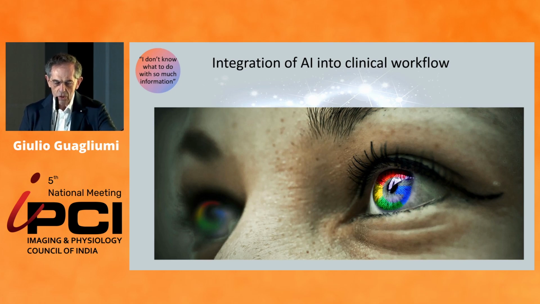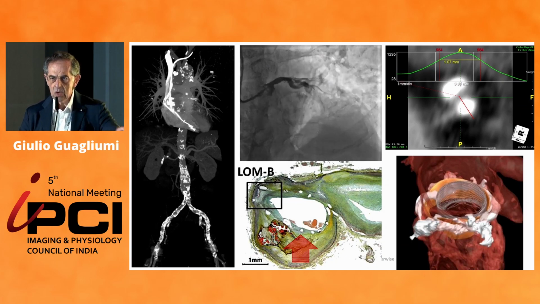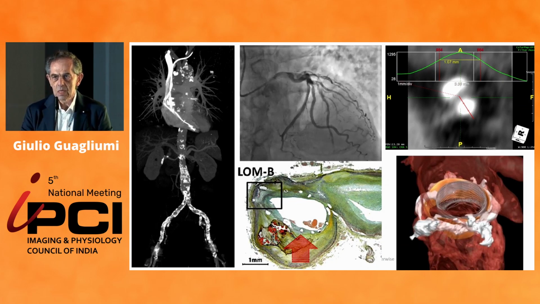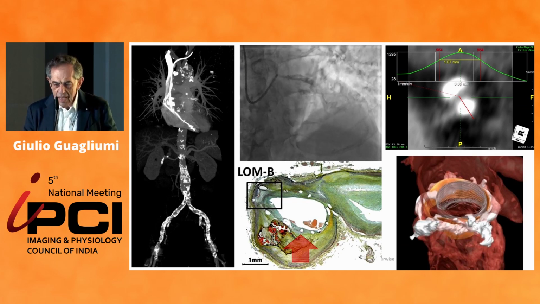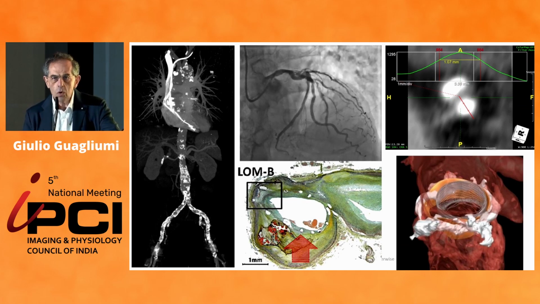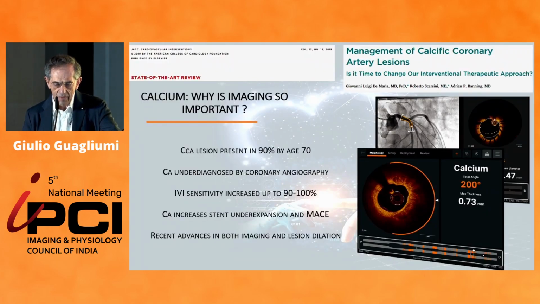Let's start to explain to the people. They say I don't know what to do with so much information; what can be done by using AI? Detection of the pathology findings. Why did we go first to the calcium? Because the calcium is everywhere. And we are seeing more and more every day the calcium exploding at all levels, from the periphery to the coronary artery, at the level of the valve. So calcium, and why is calcium so important for imaging? Because angio is not very effective in detecting it.